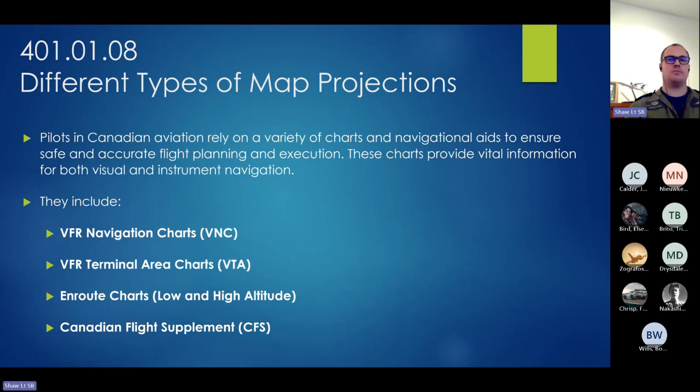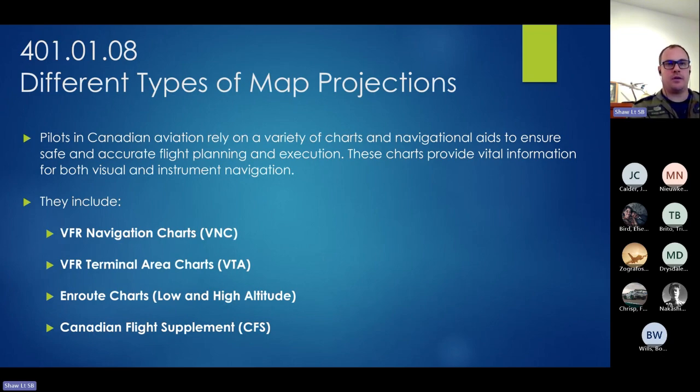Our en route charts, which are low and high altitude, are for real long distance, like flying from Vancouver to Moncton. Those are zoomed out even further. And then of course there's our Canadian Flight Supplement, the CFS, that we covered in the first ground school lesson, I think. It might have been the second one before Christmas. So these are different types of charts and things that we use.